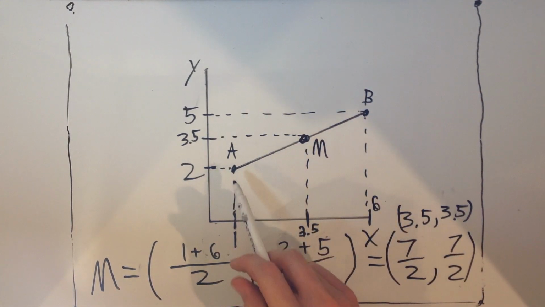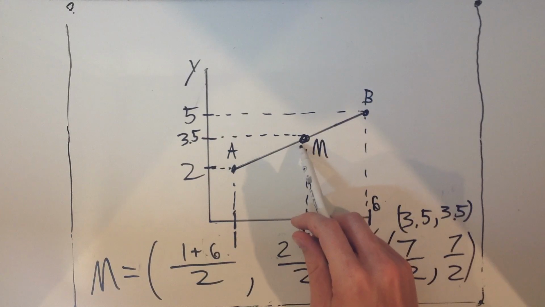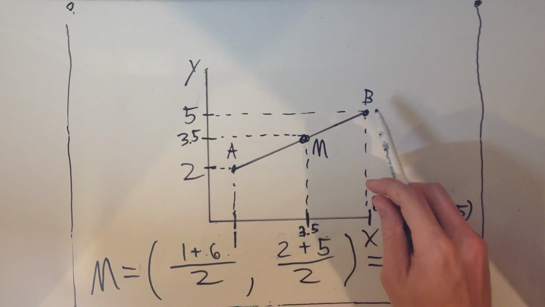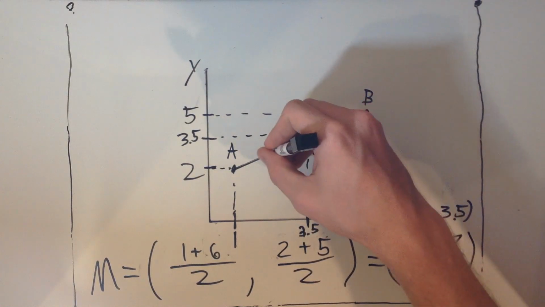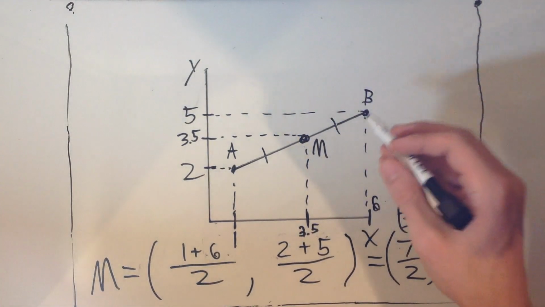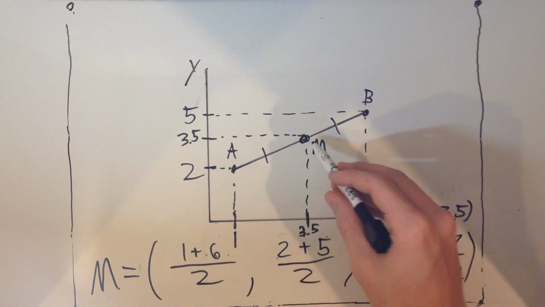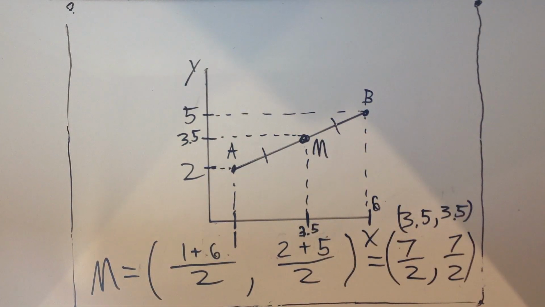We got our line segment A to midpoint and our line segment midpoint to B. And these, since it's midpoint, it's halfway through, we now have two congruent segments with our midpoint at the center.